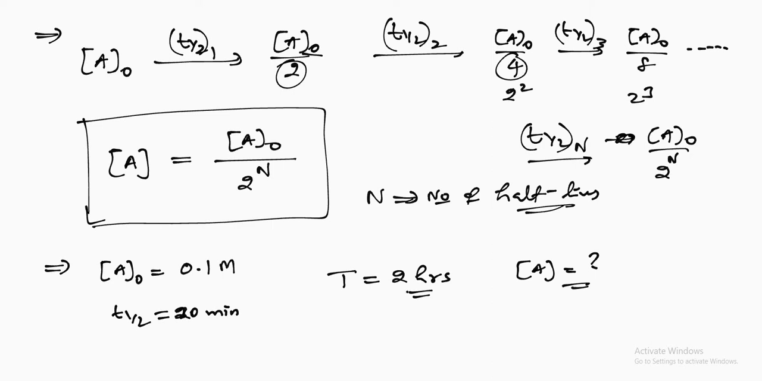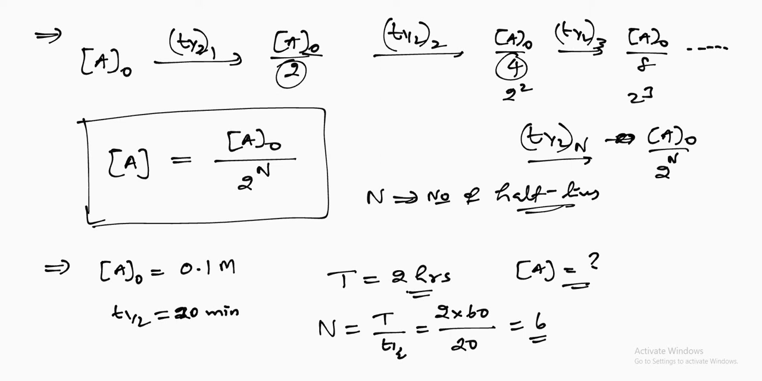Listen, in 2 hours, how many half-lives are there? Number of half-lives. For one half-life, it is 20 minutes. So 20 plus 20 plus 20, 60 minutes is 1 hour. So in 2 hours, 2 means 2 into 60, correct? Divided by 20. How much will I get? 6. Yes, how to find the number of half-lives? Listen, total time given divided by half-life. Simple. Total time given is 2 hours. You convert this into minutes. So 2 into 60. Half-life is given in minutes only, so I'll put it into 20. So this is equal to 6, correct? See, number of half-lives is 6. In 2 hours, the number of half-lives is 6.